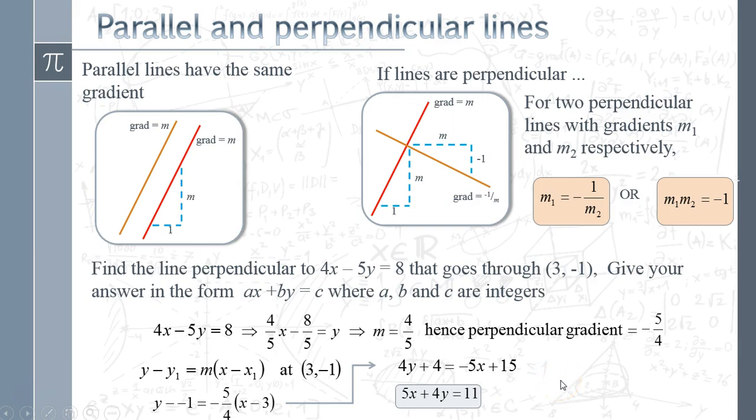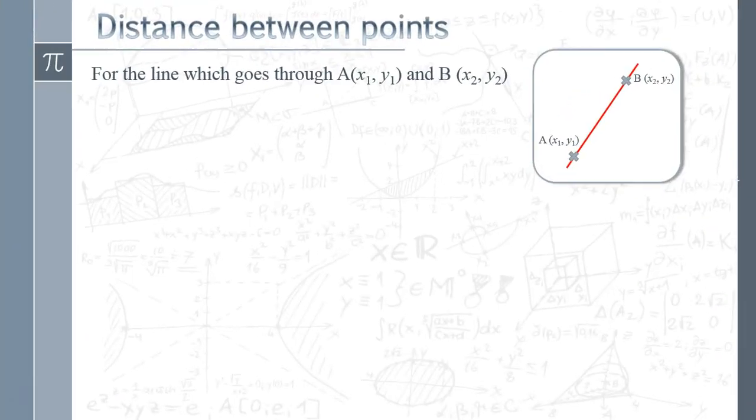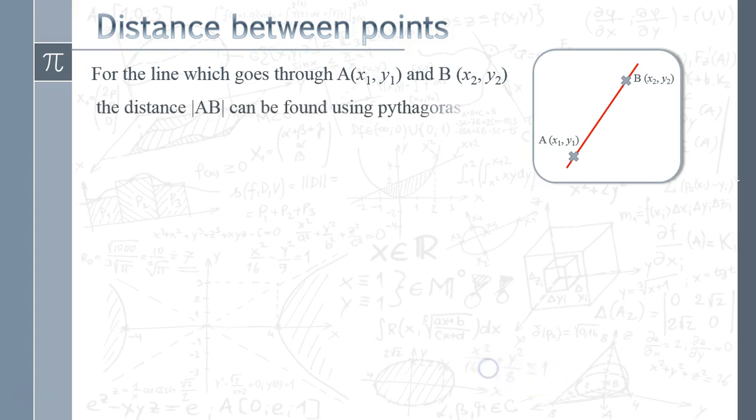Okay, so that was parallel and perpendicular lines and a simple problem involving those. Moving very swiftly on. Next one we need to know about is the distance between 2 points. So you can see from the diagram here I've got 2 points. Point A's got coordinates x1, y1, and for point B, it's x2, y2.